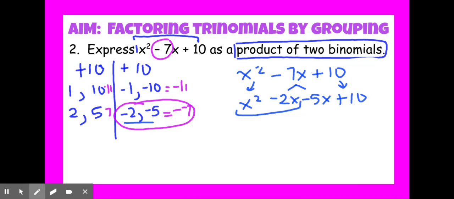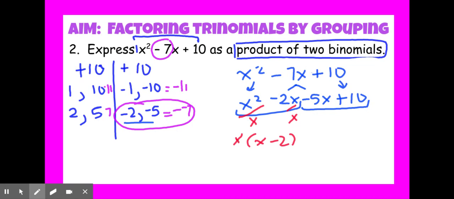Group up the first two terms, group up the second two terms. Find the GCF that goes into x squared and 2x, which would just be x. So I'm going to take my x out. What's left over? x minus 2.